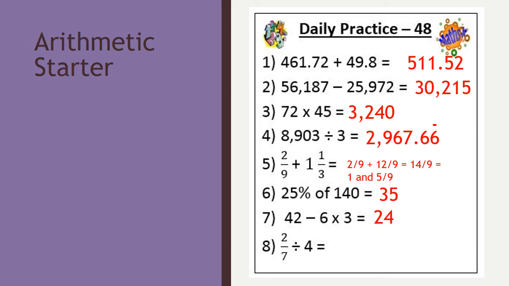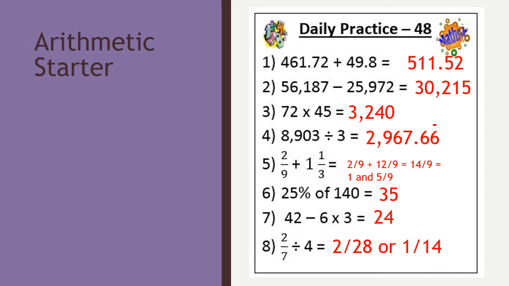Number 8, 2/7 divided by 4. Well, our answer there is 2/28 or 1/14. So for 2/7 divided by 4, we can use the inverse to help us. We know that 4 is the same as 4 over 1, but if we're going to use the inverse, we're going to change that division to multiplication, and instead of it being 4 over 1, we're going to change that to 1 over 4.